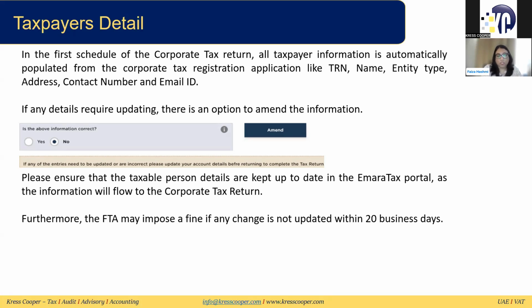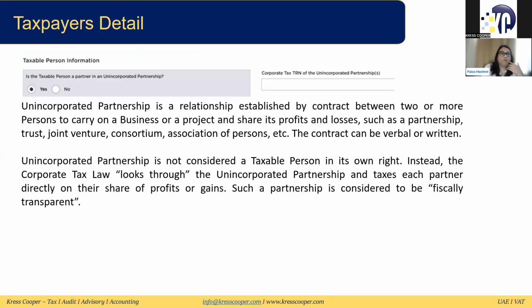If the registration was done a long time ago, and the corporate tax return is going to be filed, let's say, the next year, for example, for a January to December year end, the return will be filed in September. So there will be a lot of time passed between the registration and the return. Please ensure that the taxable person detail is updated. Now, some of the taxable person detail, like we said, is auto-populated. Then some of the information they will be asking from you.